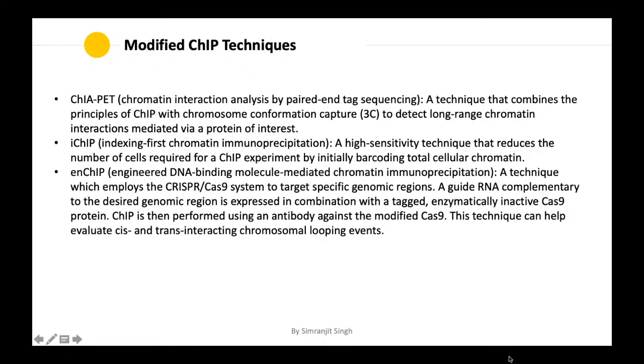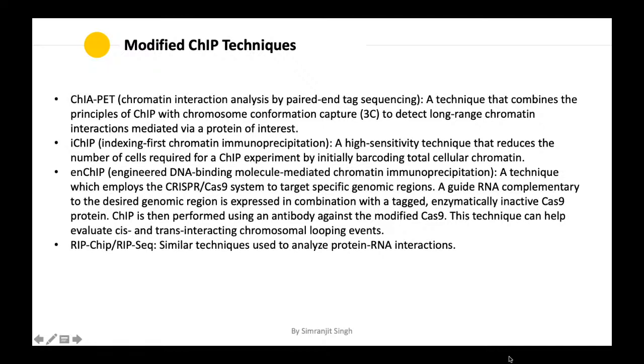Then enChIP, which is a technique that employs a CRISPR-Cas9 system to target specific genome regions. A guide RNA complementary to the desired genomic region is expressed in combination with a tag. An enzymatically inactive Cas9 protein is added to it. Then ChIP is performed using the antibody against the modified Cas9. And this could be very helpful to understand the cis-trans interactions between chromosomal loop events.